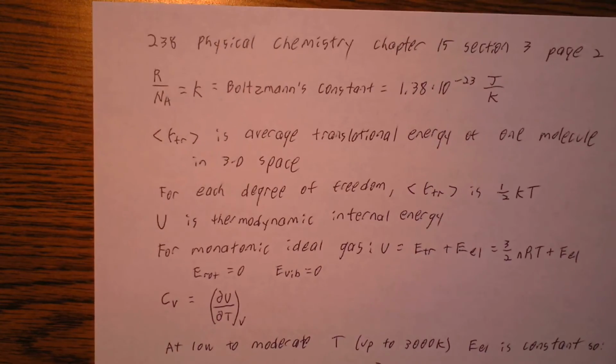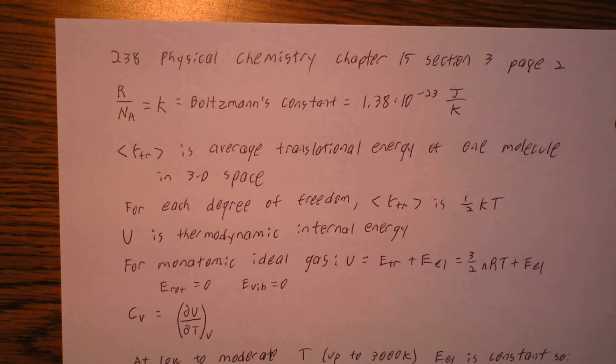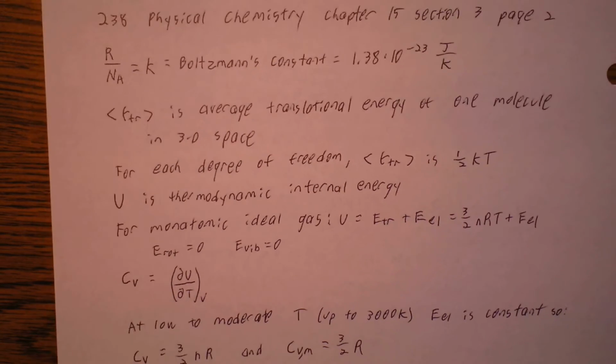So remember, if you take R and divide by Avogadro's number, that's equal to k, which is Boltzmann's constant, which has a value of 1.38 times 10 to the negative 23rd joules per Kelvin. Now the average energy of translation for an atom or molecule is the average translational energy of one molecule in 3D space. Now for each degree of freedom, the average energy of translation is 1/2 kT.